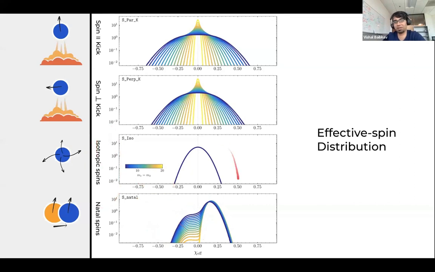If it's isotropic, you do not see any correlation between different masses. On the other hand, if you have spins perpendicular to the kick or spins parallel to the kick, we again start seeing the correlation between mass and the chi-effective. If the mass is small, which is the blue line, we should expect large kick magnitudes, which means that we should have a wider chi-effective distribution. On the other hand, larger masses are going to suppress the kick magnitude and also the spin magnitude, which means that the distribution should be narrow. So with O3 and with future detections, we might be able to resolve these things, and we might be able to see where exactly the spins of the black holes are coming from.